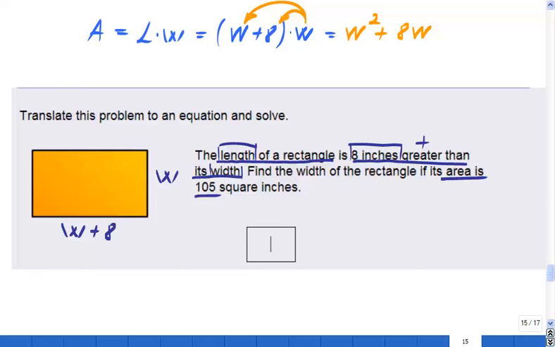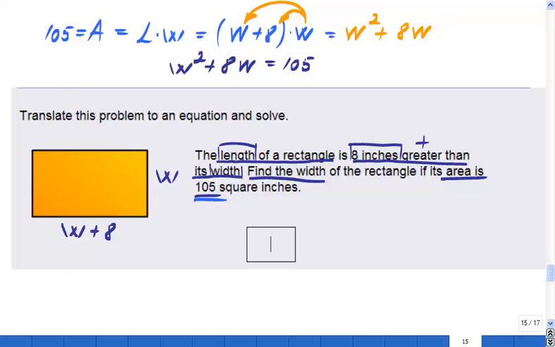Okay? But hold on. The area is actually given, and it's 105. And this gives you the quadratic equation that you have to work with. W squared plus 8W equals 105. Right? And you have to solve for what? For W, because the question is, what is the width equal to?